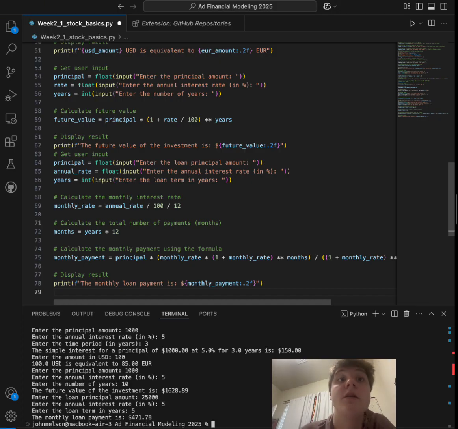So for our example, we said enter the loan principal amount. We put $25,000 and had an annual interest rate of 5% and waited 5 years. This came out that the monthly loan payment was $471.78. So it's successful code.